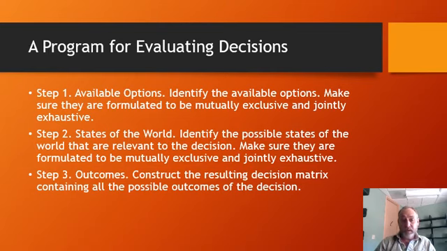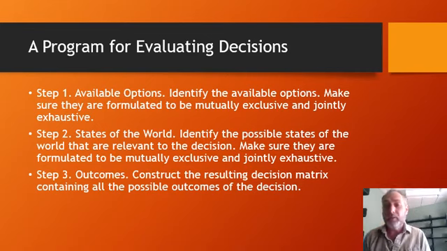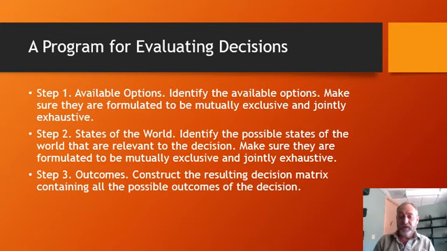Step two, identify the possible states of the world that are relevant to that decision. Again, with our jar of marbles, that would mean a red marble is drawn as one possible state of the world, a blue one is drawn, a green one, and in our football example, it was play football at OSU or we don't play football at OSU, right? We play football at SU or we don't play football at SU. So all the possible ways the world could go that are relevant to those options. And again, those also need to be formulated so as to be mutually exclusive and jointly exhaustive.